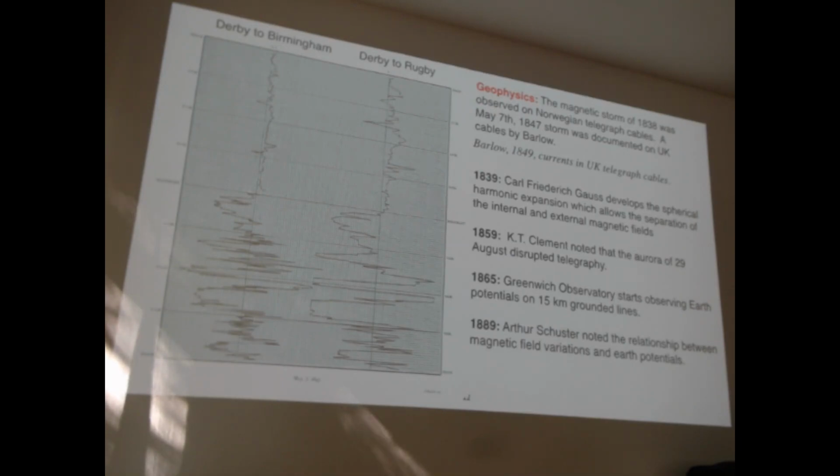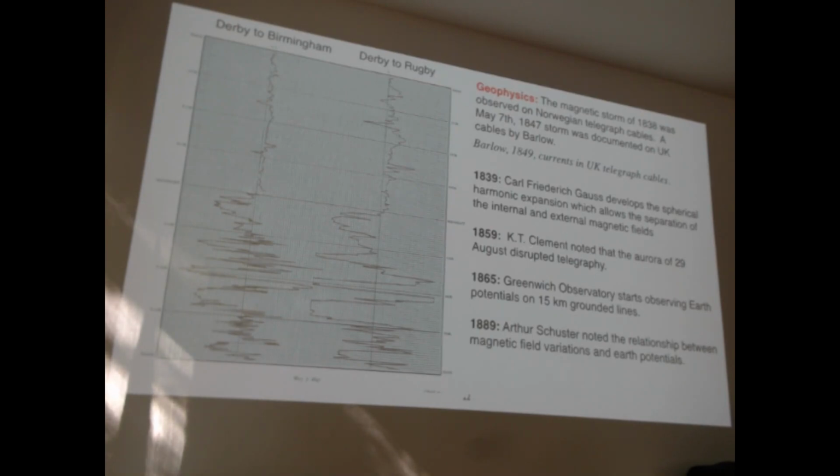Gauss again then developed the mathematics to take these magnetic field variations and work out whether they came from outside of the Earth or inside of the Earth. And it's not obvious. You just heard all about magnetospheric physics, so it's natural for you to understand that the magnetic field variations come from outside Earth. But in the beginning, they were just field variations. They could come from anywhere.